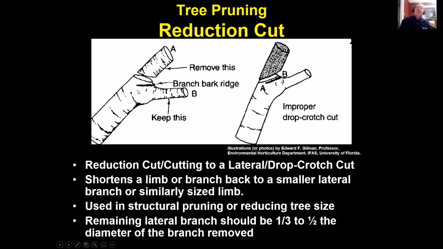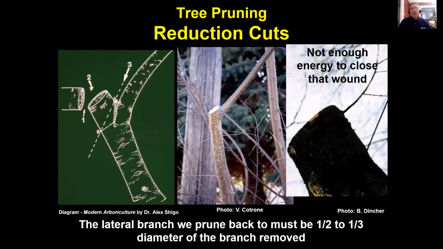So just not to sort of mess with math, but if this is a 3-inch branch, the thing labeled A, B should be a healthy 1-inch branch at a minimum, right? A little bit bigger is better, because what you're trying to do is have enough energy in that lateral branch to close a wound where there is no branch collar and to reduce water sprouting. So hopefully there's enough auxin produced in those buds at the terminal that are going to reduce some of the water sprouting. So here's some reduction cuts, right?